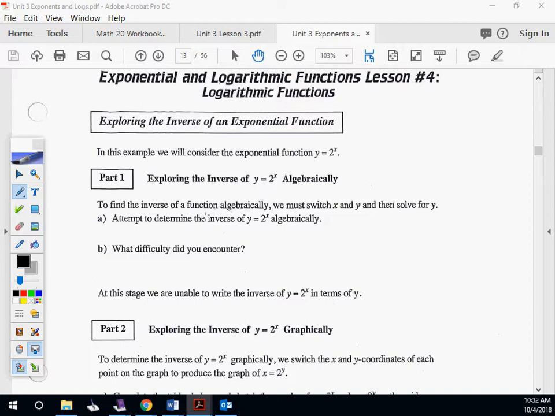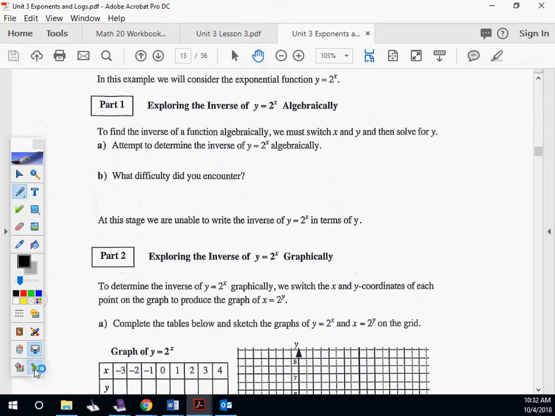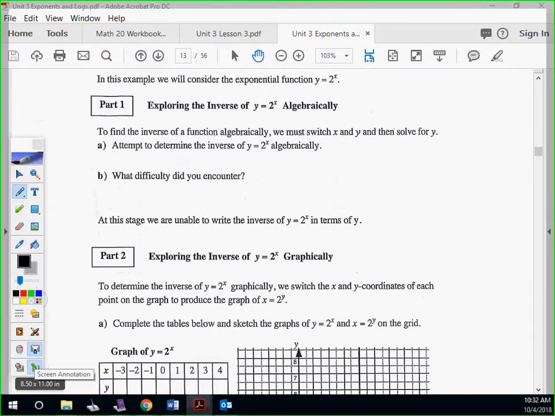To find the inverse of a function algebraically, we must switch x and y and solve for y. So it says attempt. If we attempt, you're going to see what's going to happen. They pretty much asked the same question that was in your homework. So we're going to have x equals 2 to the y. And now your question is, how do I get the y down? Times x by 2? That would just give me 2x though, right?